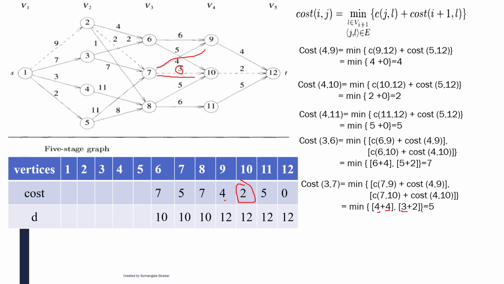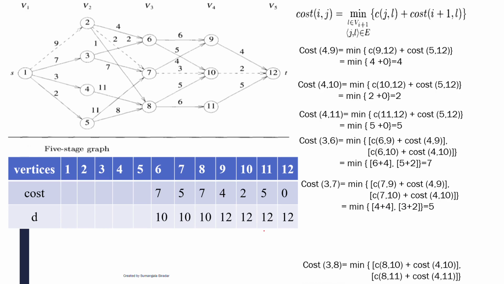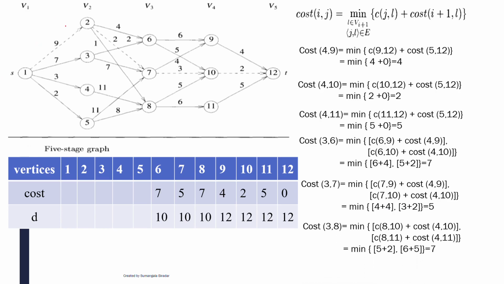If I calculate, that's 8 and 5. Among these two, which one is minimum? 5 is minimum. If you consider this edge 7 to 10, you get the minimum cost. So what do you update in the table now? Vertex 7 cost is 5. Which adjacent vertex do you consider? 10 here, because it connects with the minimum weight. Okay, next we need to calculate for the next vertex, that is 8 here.